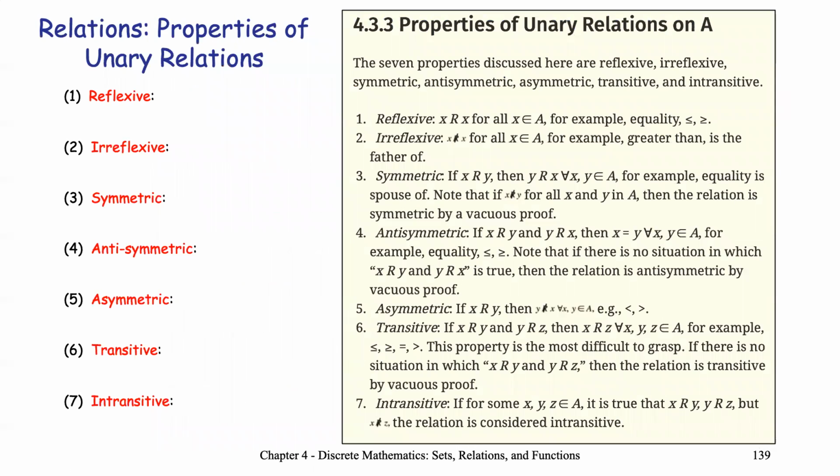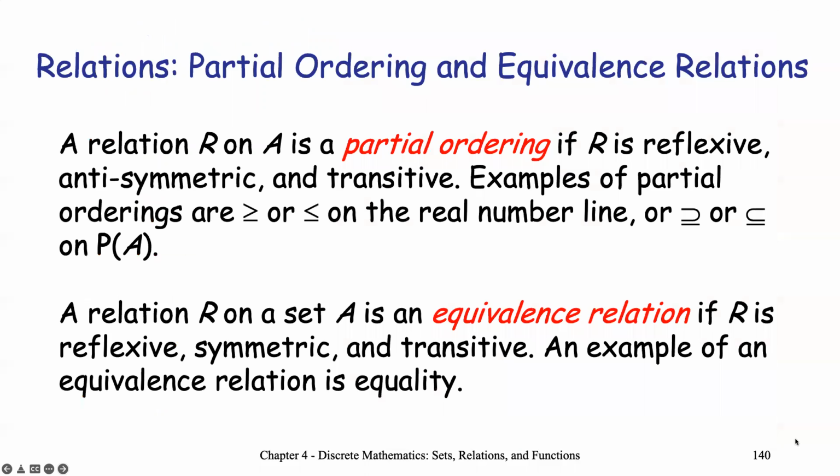Here are a bunch of relationships in terms of discrete mathematics. You can have reflexive, irreflexive, symmetric, antisymmetric, asymmetric, transitive, and intransitive. These are in the textbook. I'm not going to go through it in detail, but I'm trying to give some high-level introduction to some of the discrete math ideas.